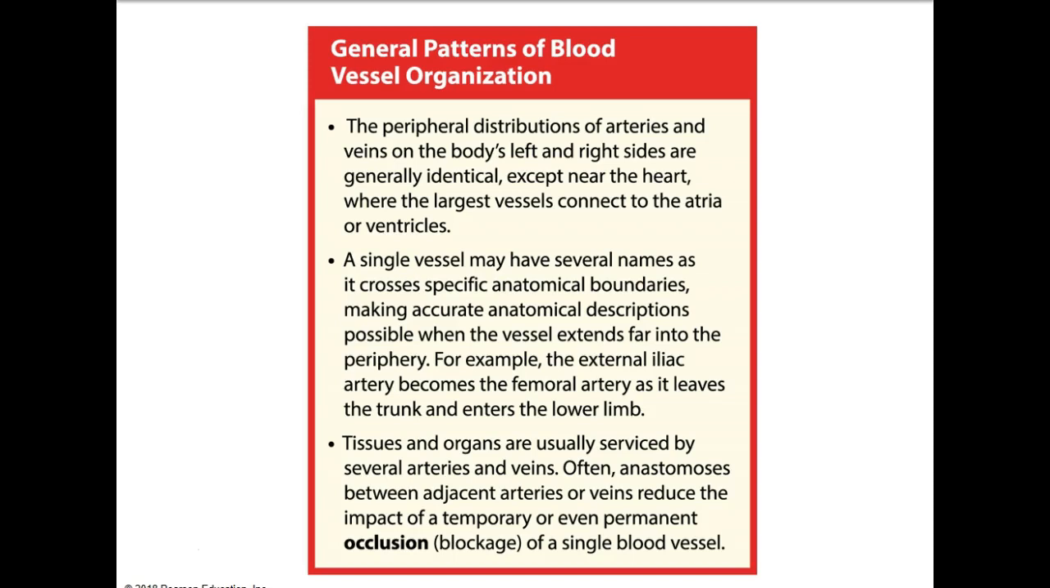The example I give: the external iliac artery becomes the femoral artery as it leaves the trunk and enters the lower limb. So it's still really a part of the external iliac. Tissues and organs are usually serviced by several arteries and veins. Quite often the anastomoses between the adjacent arteries and veins reduce the impact of the temporary or the permanent occlusion of a single blood vessel.